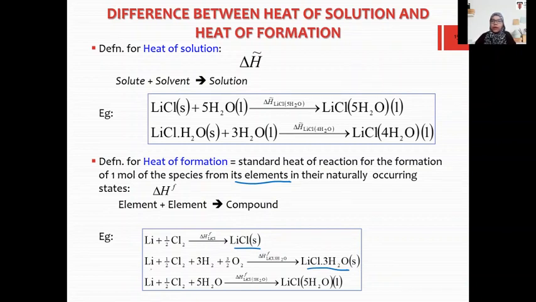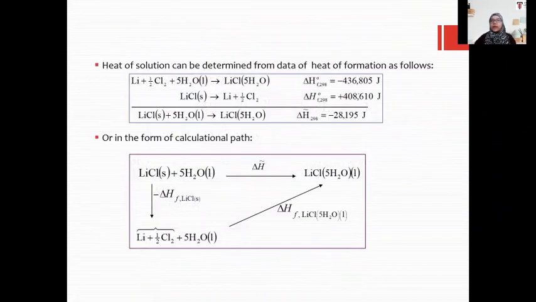So the elements are lithium chloride, 3 mole of hydrogen and 3/2 mole of oxygen. So we can obtain this. There are 2 ways to determine the heat of solution. For example, to obtain the heat of solution for lithium chloride in 5 mole of solvent, we can perform the balance to determine the heat of solution.